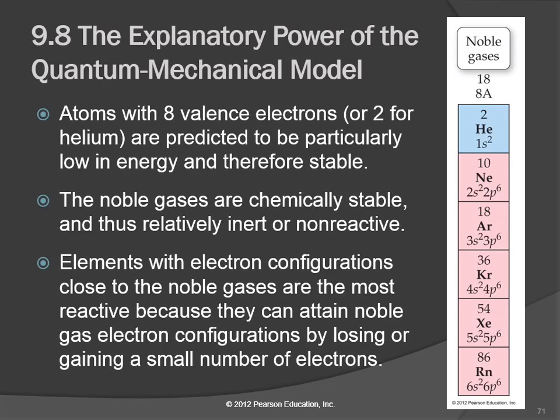Their s and p subshells are full. Remember, when the d starts to fill, that's below, so that doesn't ever end up counting as valence electrons.